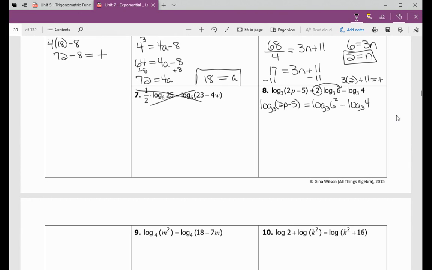All right, so I used my power property. I need to condense this into one logarithm. So I'm just going to bring the left-hand side down. And I need 1 log base 3. Do I multiply the 6 squared and the 4, or do I divide it? I divide it. A log minus a log would become a division problem.